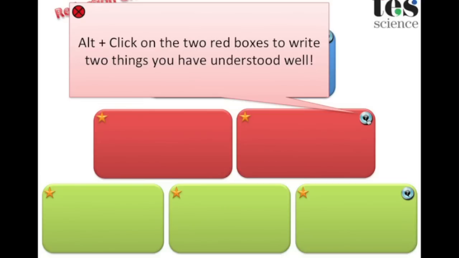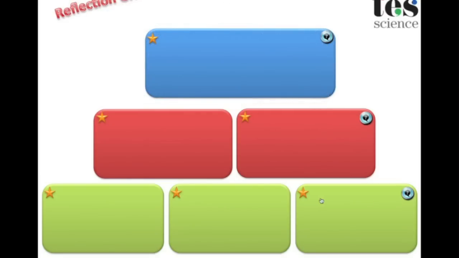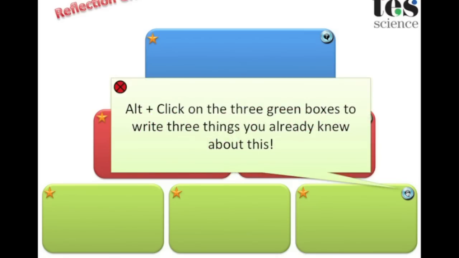Well, here we're asking the learners to write two things that out of the lesson they really understood well. So what is from the topic that they didn't perhaps know before and now understand very thoroughly. And thirdly, we would ask them to write three things they already knew about this topic. And that's quite important because it draws on previous knowledge of the learners.